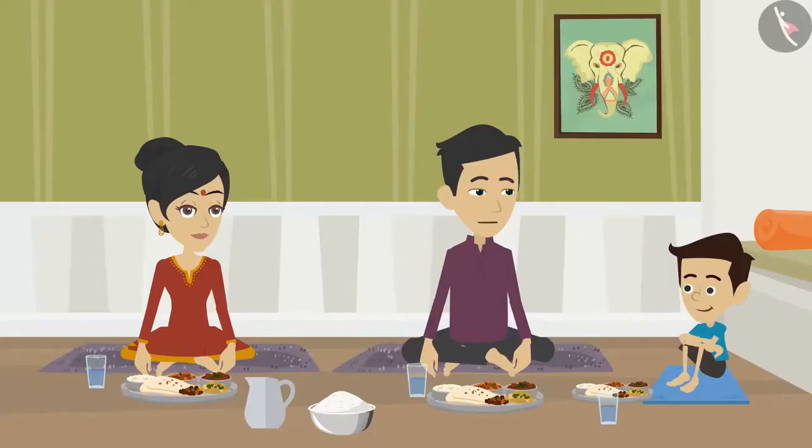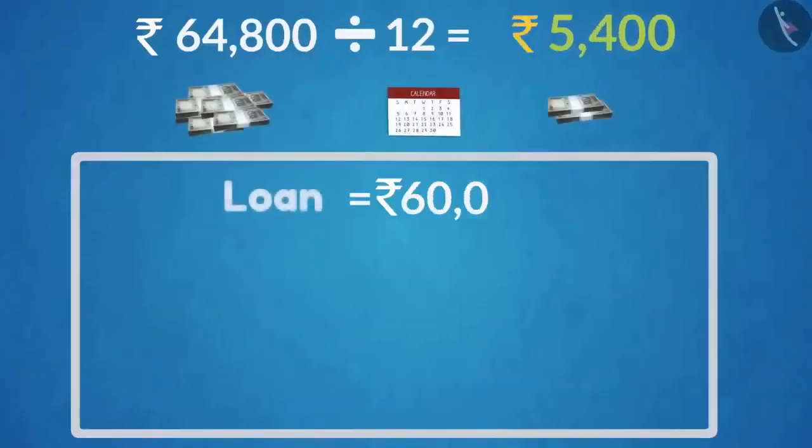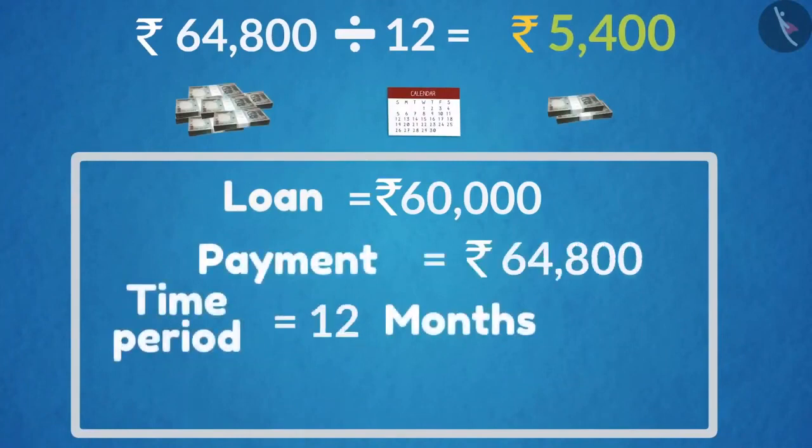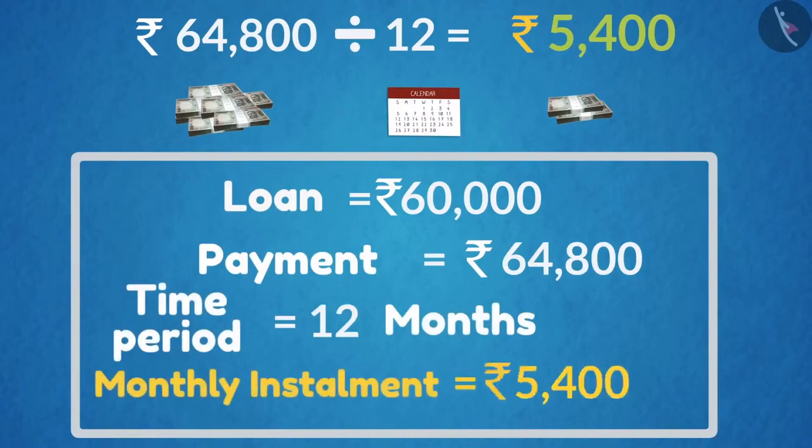₹5,400. Absolutely correct. So that means if we take a loan of ₹60,000, which is our principal amount, and we have to repay 64,800 rupees in 1 year, then we have to deposit 5,400 rupees every month in the bank, which is also called an installment.